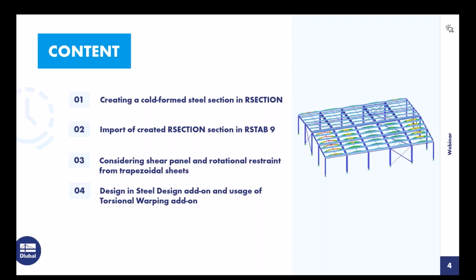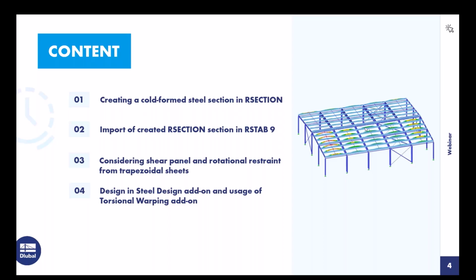The topic of this webinar is the design of cold-formed cross sections in steel design with warping torsion. I will design the cold-formed Z purlins of a steel hall that you can see here in the image to the right. Today, I will first show you how to model special sections in RSECTION and how you can import these sections into RSTAB. In the next step, I will show the settings to be made for the warping torsion analysis and go into the rotational restraint on the shear panel. Finally, I design the purlins in the Steel Design add-on.